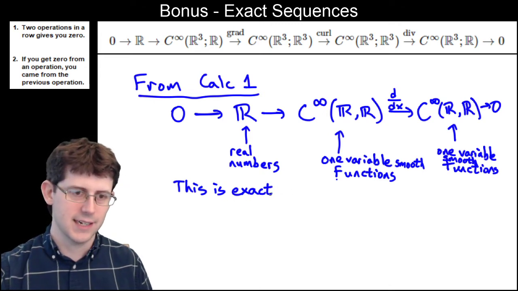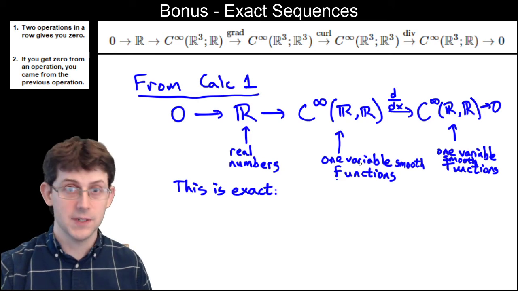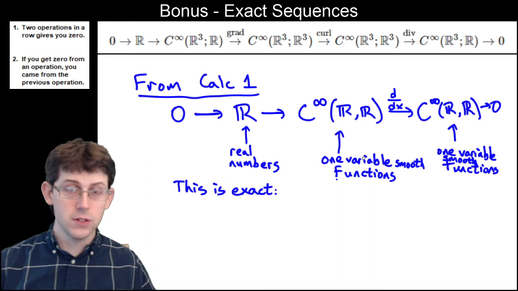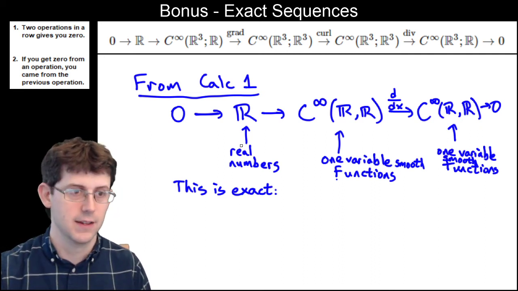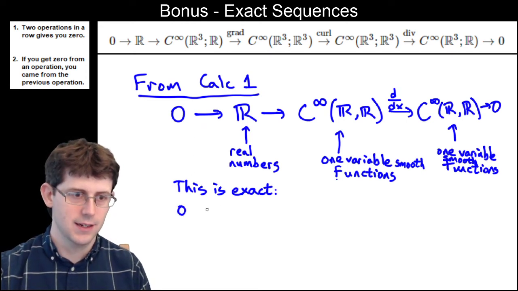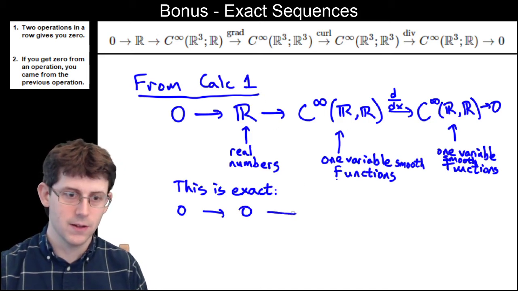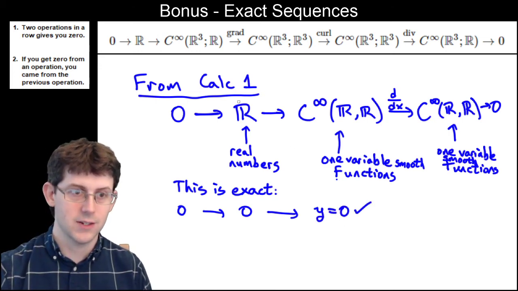This is exact. The reason this is an exact sequence is, first of all, we have to check the first thing. The first thing says, if you do 2 arrows in a row, you land in 0. So let's check it. If you start at 0 and you go along here, then you land on the real number 0. And then if you follow this arrow, you get the function 0. That worked. We landed on 0.